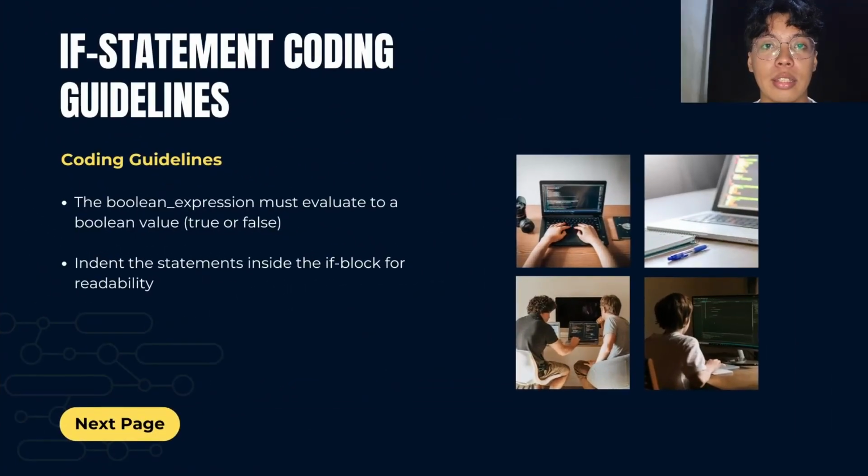Statement coding guidelines. The Boolean expression must evaluate to a Boolean value, true or false. Indent the statements inside the if block for readability. A couple of important rules. The condition inside an if must result in a true or false value. You can't just put random numbers in there. And for readability, always indent the code inside your if block. This makes it clear what belongs to the condition and what doesn't.